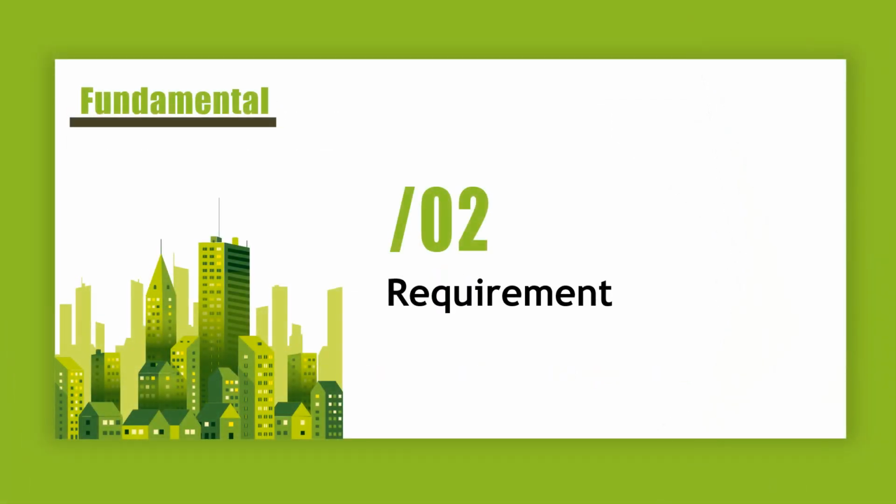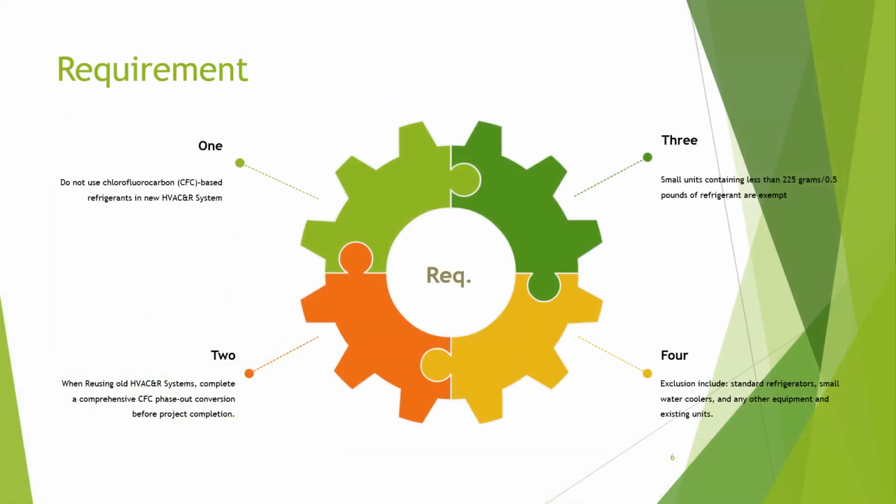And we need to know more about the requirements, how exactly we should obtain this credit. The basic requirement involves prohibiting the use of CFC refrigerant in new HVAC&R systems, and phasing out CFC should the situation call for the reuse of old systems. However, it is also worth noting that small equipment such as a standard refrigerator or water cooler is exempt from the requirement.